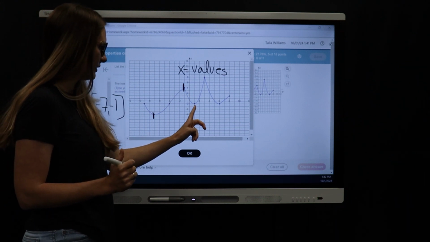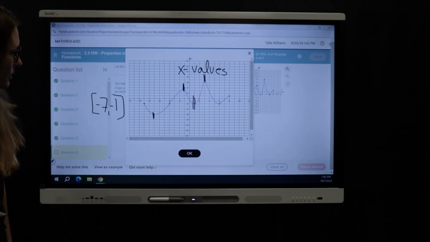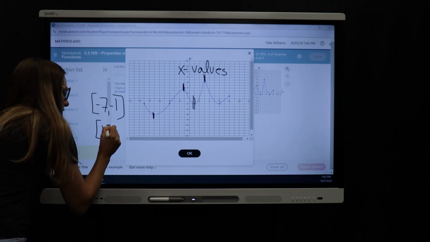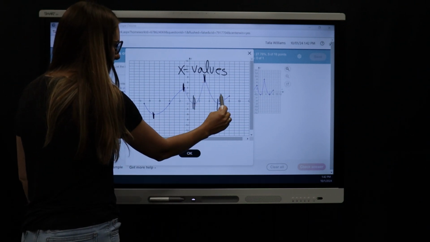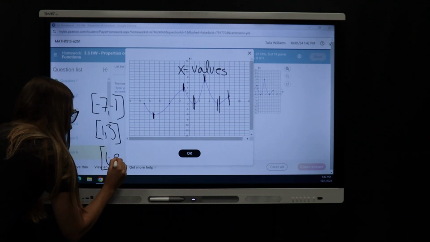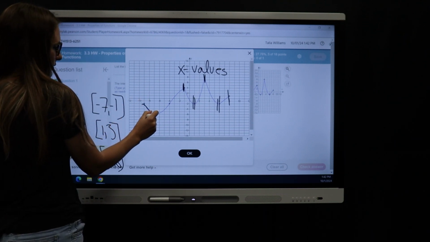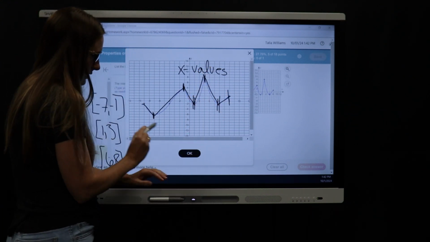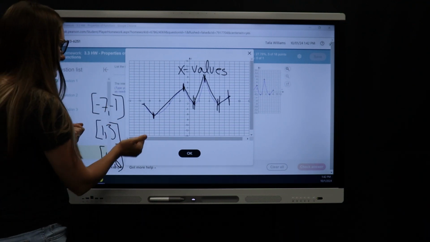Then we decrease from -1 to 1, but then from 1 up to 3, we are increasing. The reason I'm using brackets is because it is a filled-in dot and it is equal to. Then it decreases from 3 to 6, and then we go from 6 to 8. So there are 3 spots where this graph is increasing. When you're looking at increasing, if I put my pencil on it, this is down, this is up, down, up, down, up. Keep it simple. Don't overthink this. So these are increasing intervals. Let us go ahead and do that.